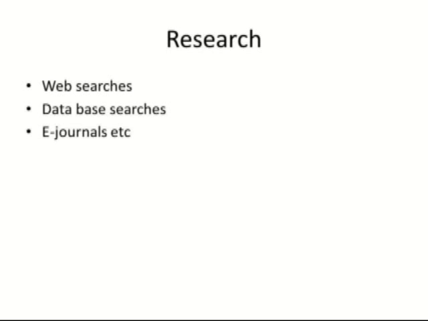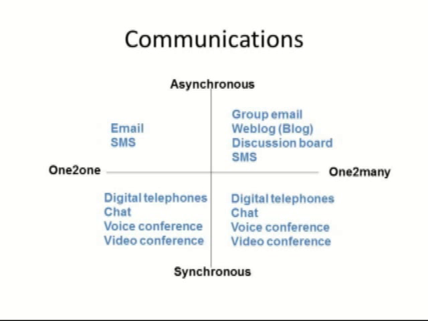Technology has also enabled a much quicker and broader scope of research to students. This includes web searches on favourite search engines. It includes database searches and e-journal searches in libraries. In terms of communication, a range is possible. This includes one-to-one private communication and one-to-many public communication. This communication can be asynchronous or synchronous.